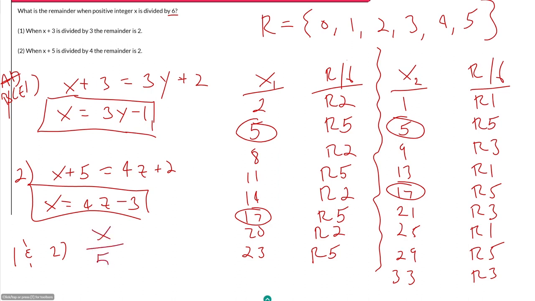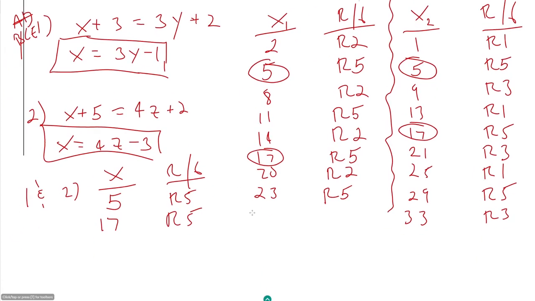Note in each of these cases, when x is 5, our remainder when we divide by 6 is 5. When x is 17, we also had a remainder of 5. And so far it's looking like this statement may end up being sufficient. And I could generate some more examples here if I had to.